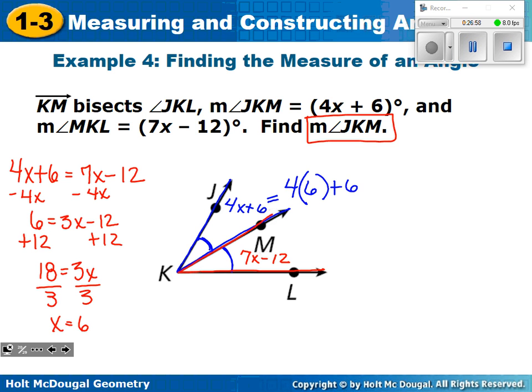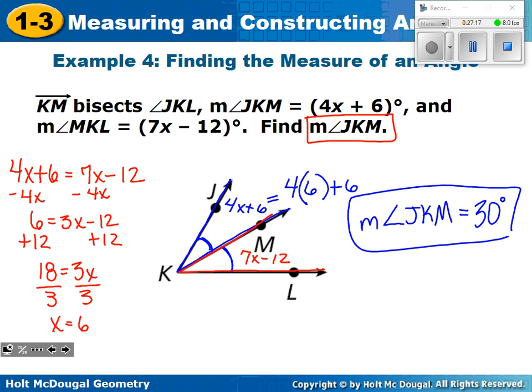And what is 4 times 6 plus 6? 30. And then just don't forget a couple picky things about notation. When you write your answer, you're going to put measure of angle JKM. So make sure you're putting those little m's. Equals, and then your 30, and don't forget your degree symbol. Any questions? Pretty easy. No confusion. Everybody feels good about it?